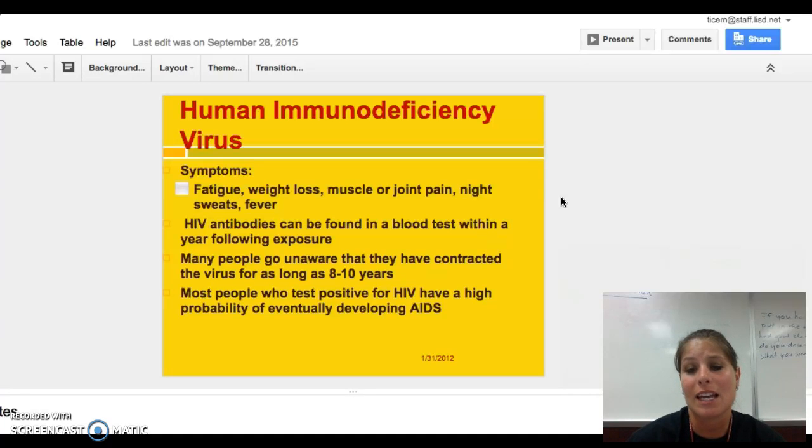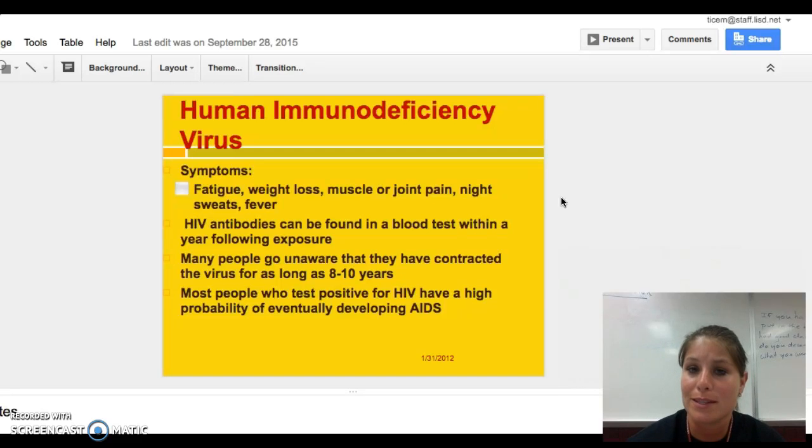HIV antibodies can be found in a blood test, and what that means is that the disease is present in your blood. Sometimes it is not noticed until about a year after that contact. It's not something that shows up immediately, and sometimes it can go unnoticed for about a year, until it starts showing up in your blood.